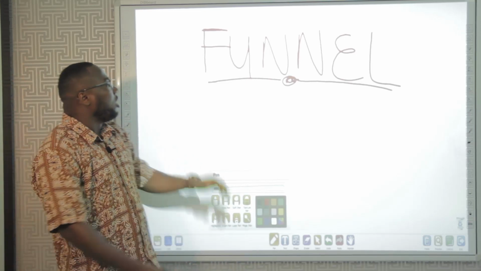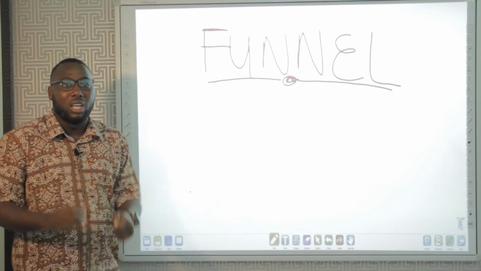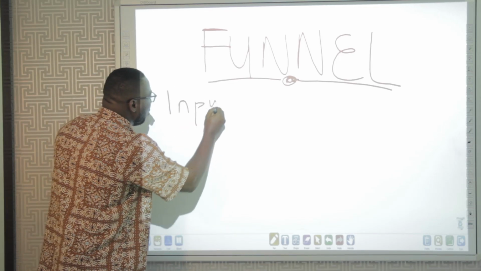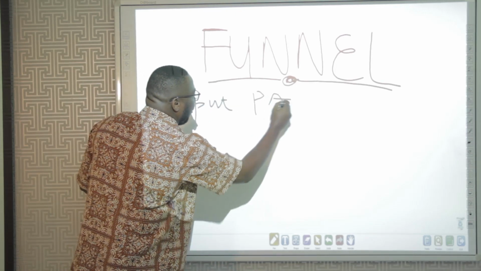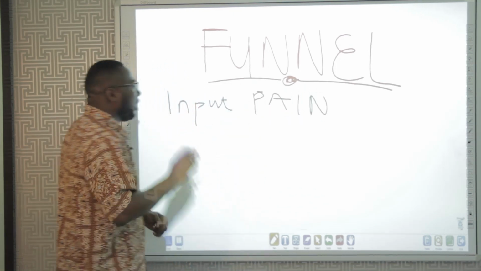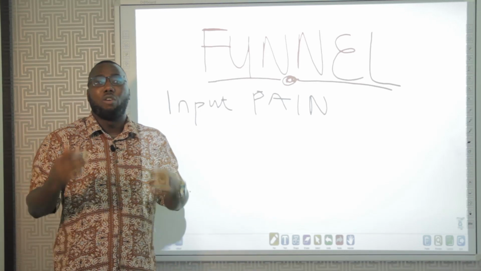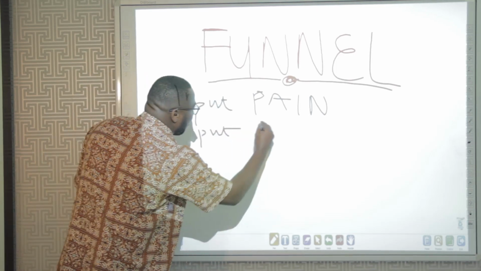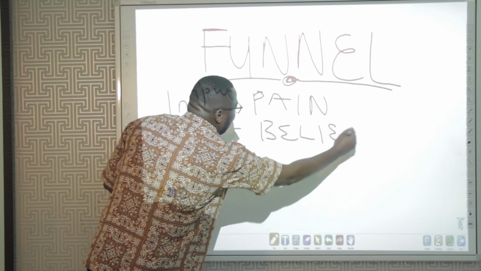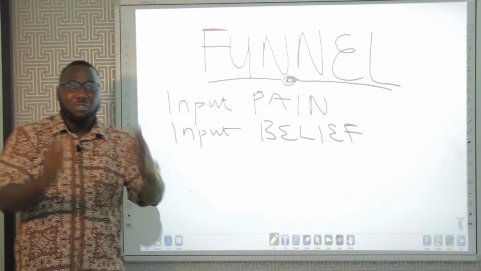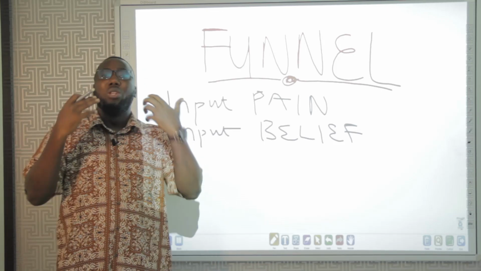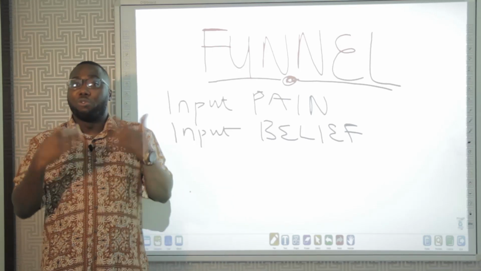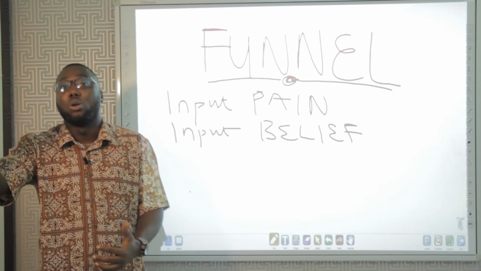Okay, so a sales funnel has two major purposes. The first thing a sales funnel needs to do is to impute pain into the mind of your prospects. Okay? The second thing is to impute belief. I'm going to explain what this means. Now, if someone doesn't have a pain, then there is no need for the person to buy the solution you want to sell to the person. So people first and foremost need to feel a certain degree of pain for them to need your solution.